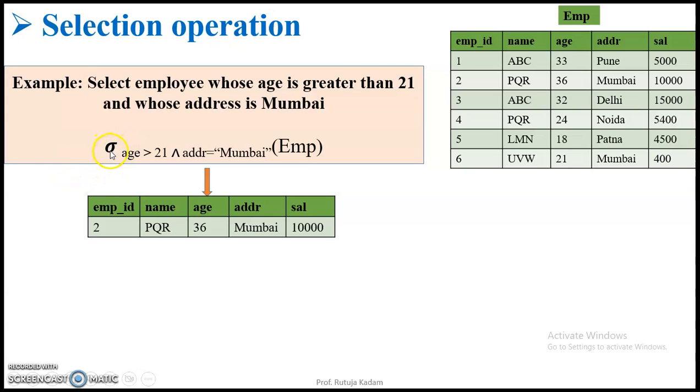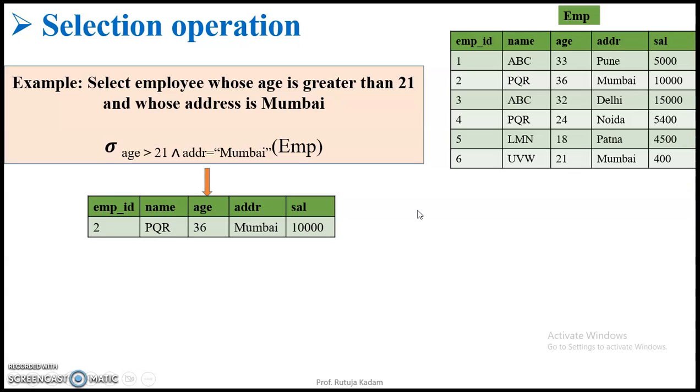So sigma, we want that where age is greater than 21. So the first condition will be age is greater than 21, and we also want that their address is Mumbai. And so this is the and operator, and we have written the condition that is address is equal to Mumbai. From which table? From employee table.